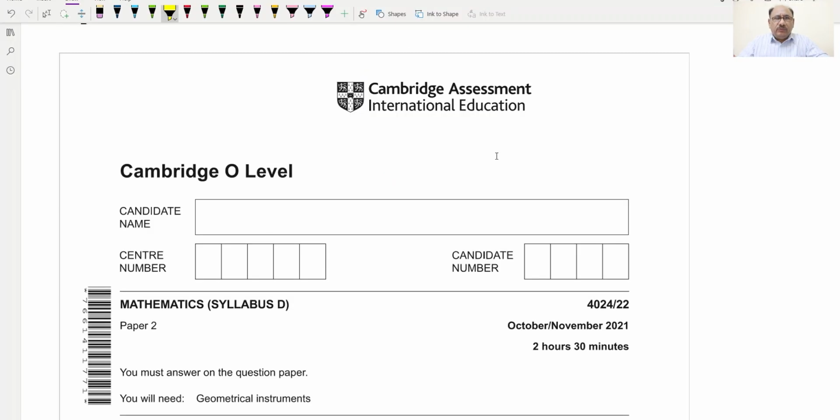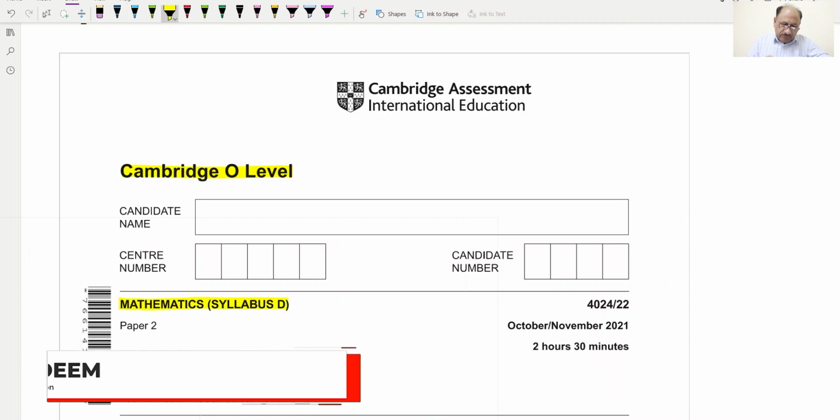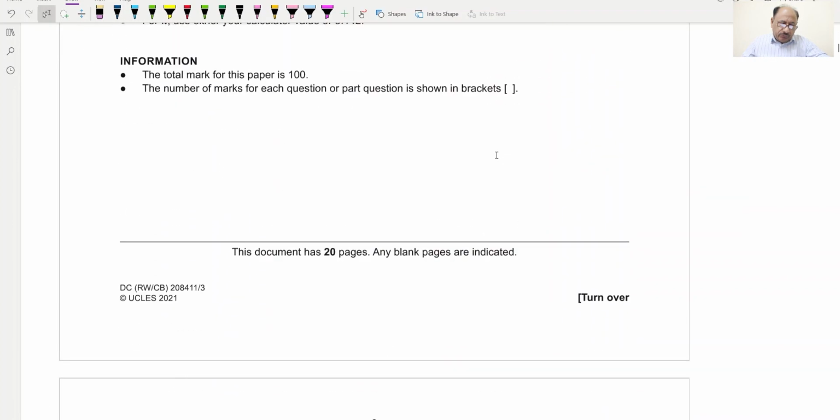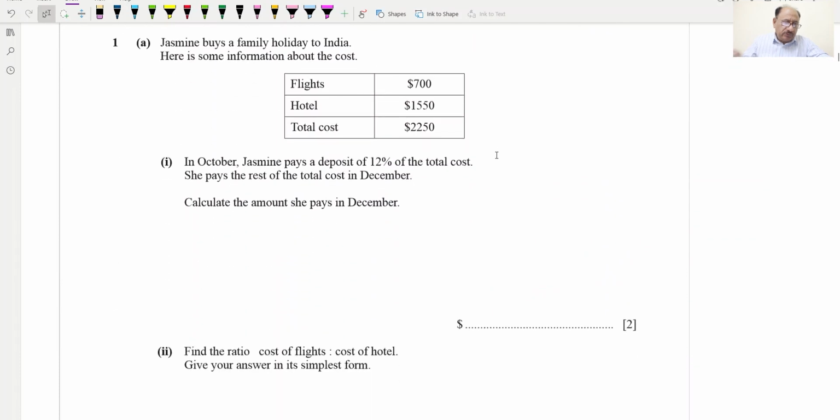Hello everyone. Today we'll be going through Cambridge O-Level Mathematics Syllabus D4024 22 October November 2021. This is paper 2. Let us move to question number 1, A part.